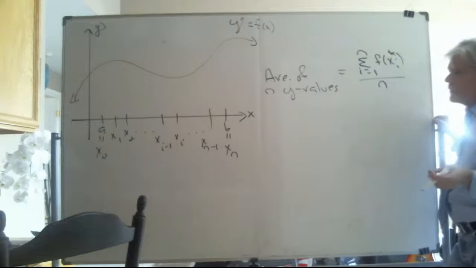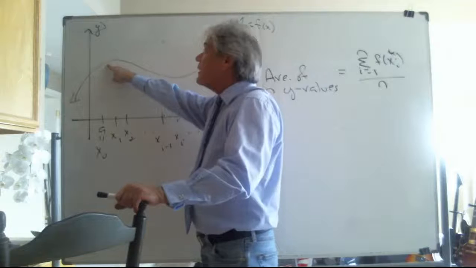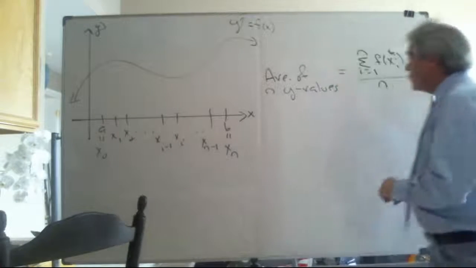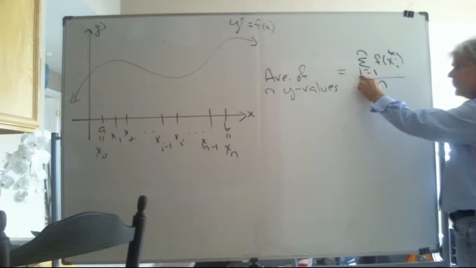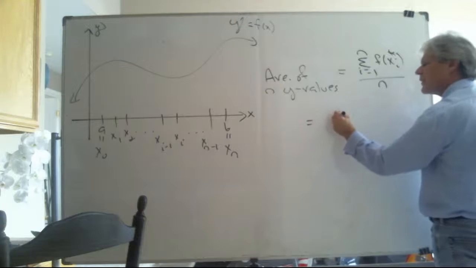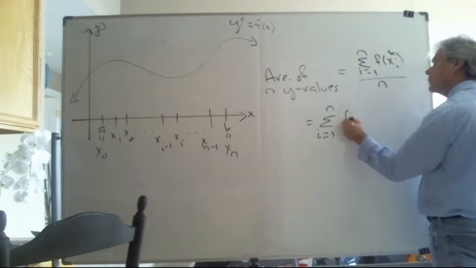But I don't want to stop there. What I want to do is ascertain how I can compute the average of an infinite collection of y values over some interval. To do that, notice this n has nothing to do with the index variable, so I can bring it into summation notation. I can bring it into the sum.